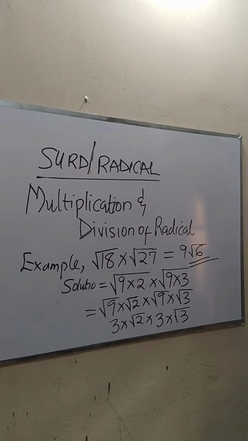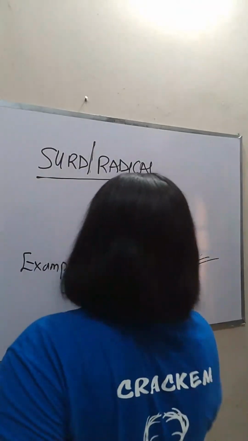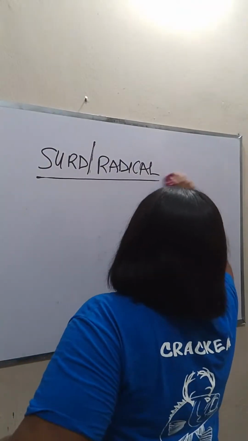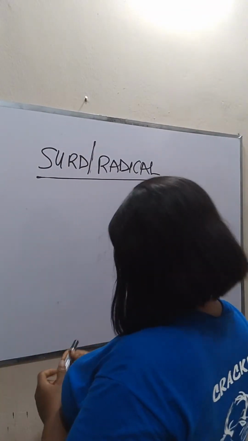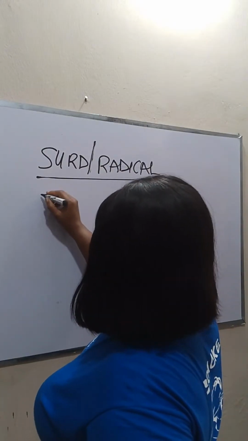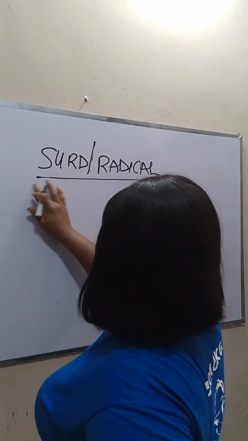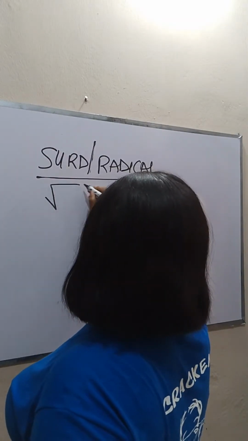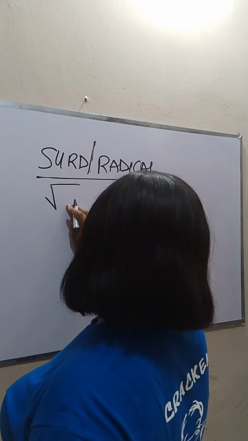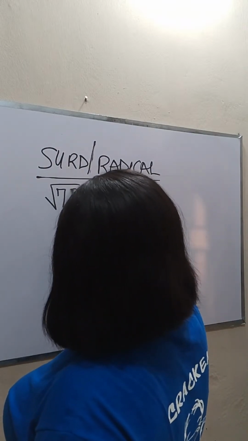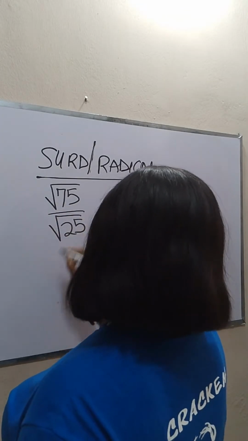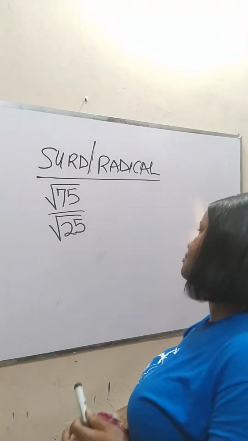Now we solve more examples. Let's solve an example of division of radicals. We have root 75 all over root 25. All right, so let's solve this.